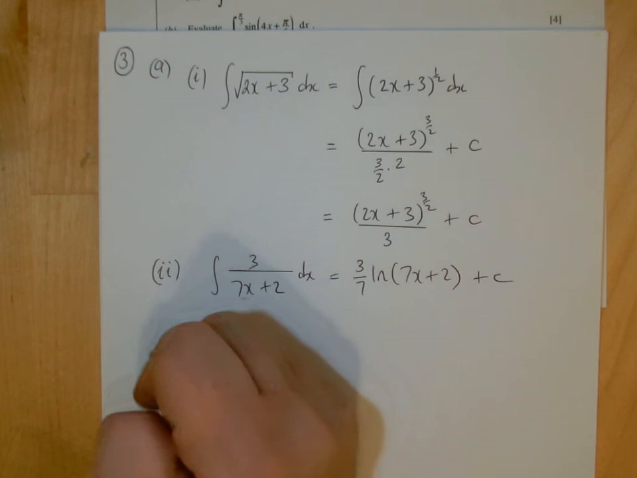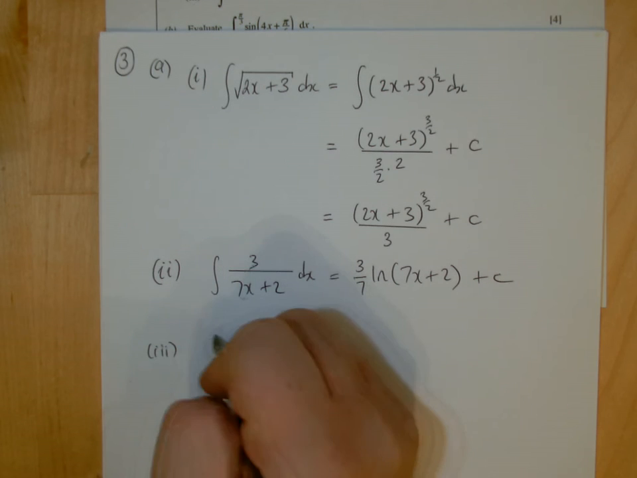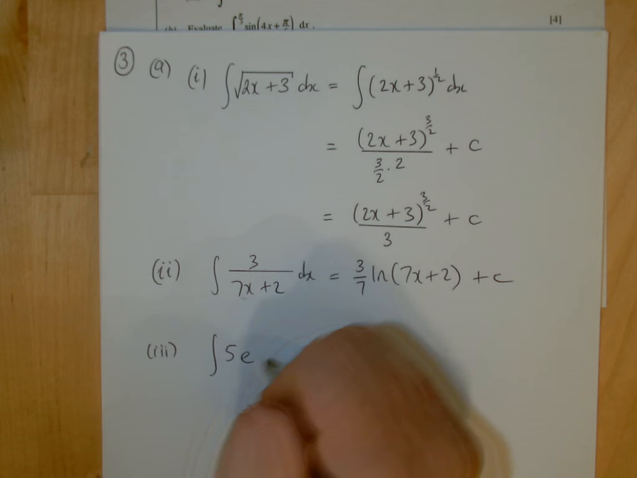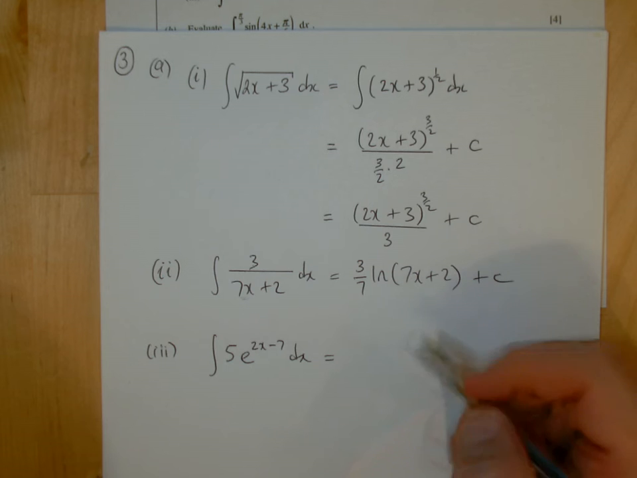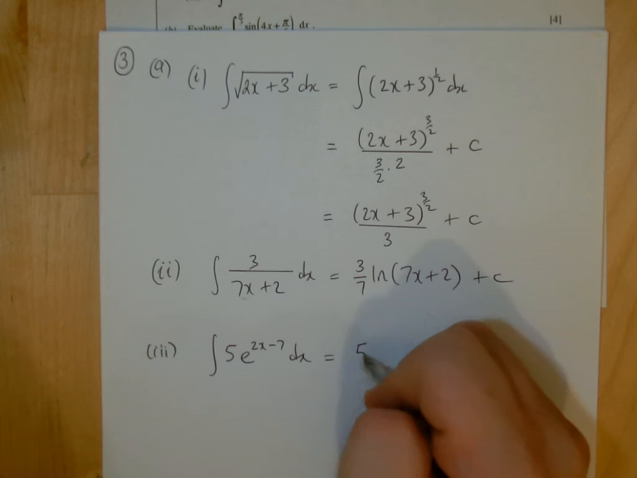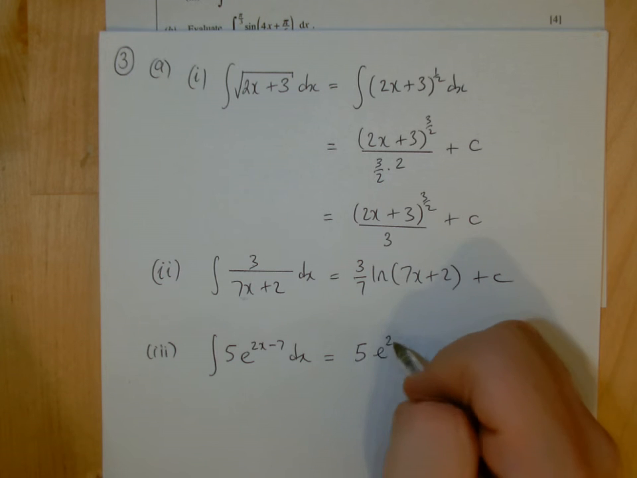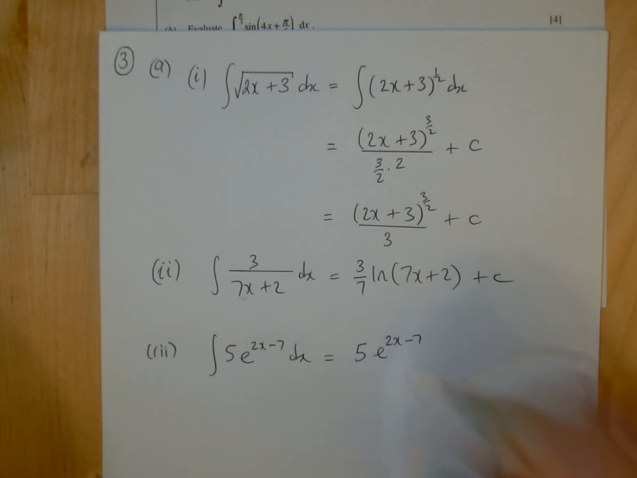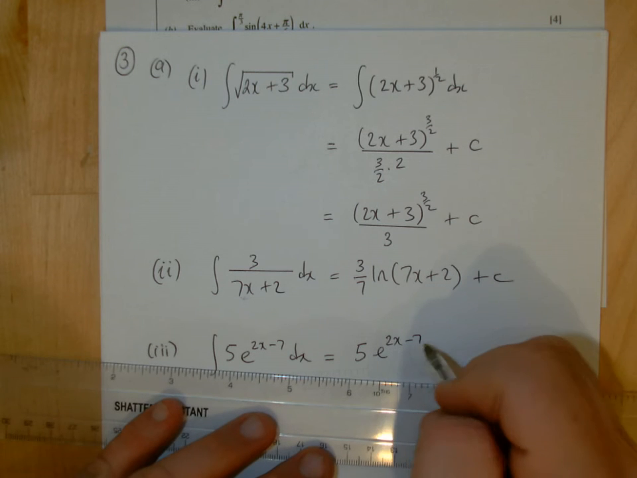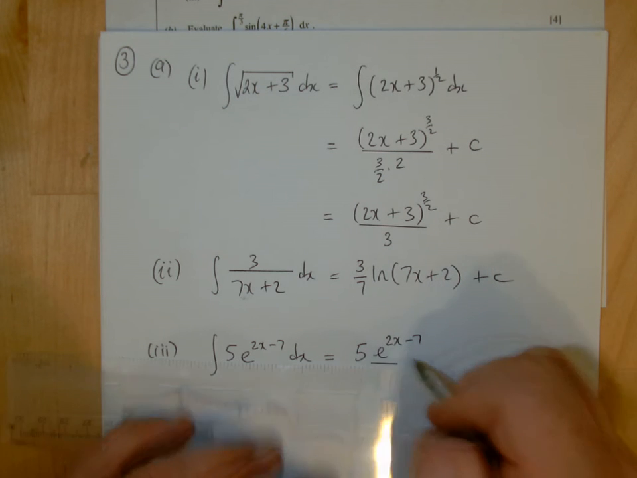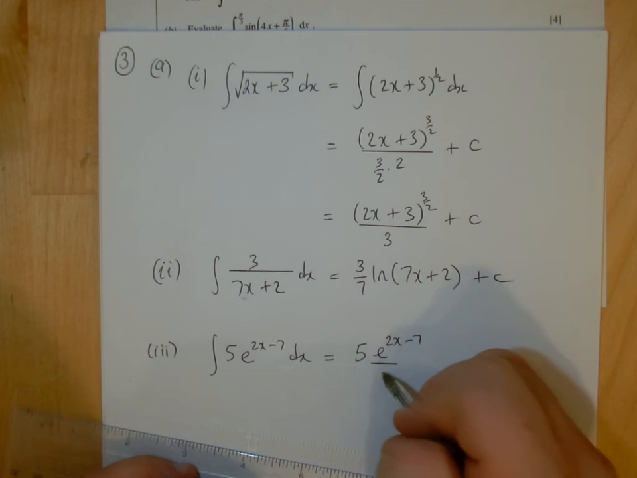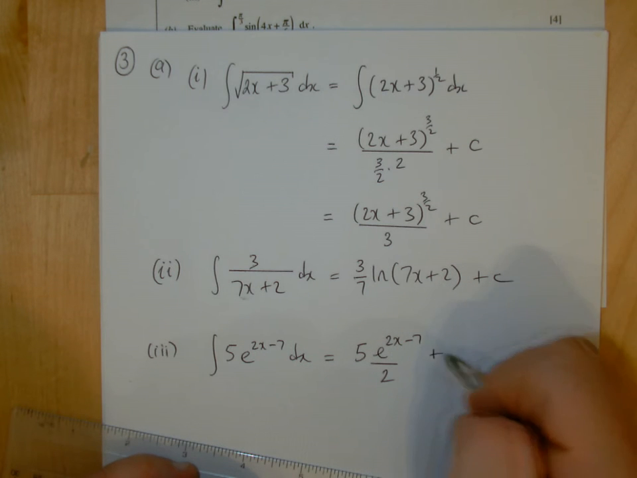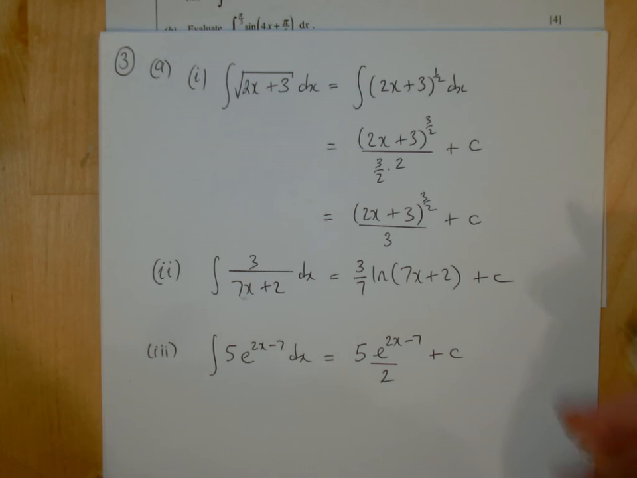Okay, part 3 then, we're going to integrate 5e to the 2x minus 7 with respect to x. And remember, when you integrate e, it just stays the same, so I expect you to write 5e to the power 2x minus 7, so don't change any of that. But then don't forget, because it's e of 2x minus 7, you're then going to divide by the derivative of this inner function. Differentiate 2x minus 7, you just get 2, and then don't forget the plus constant there.